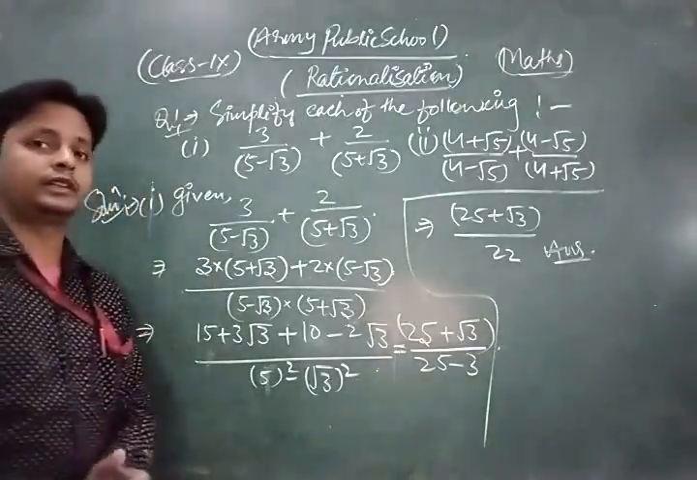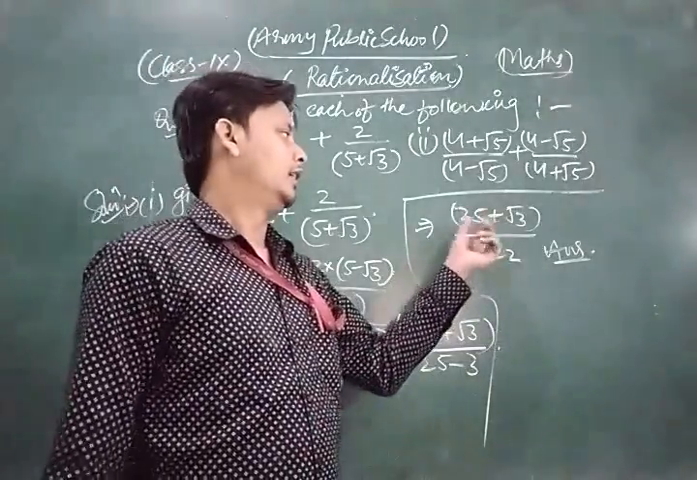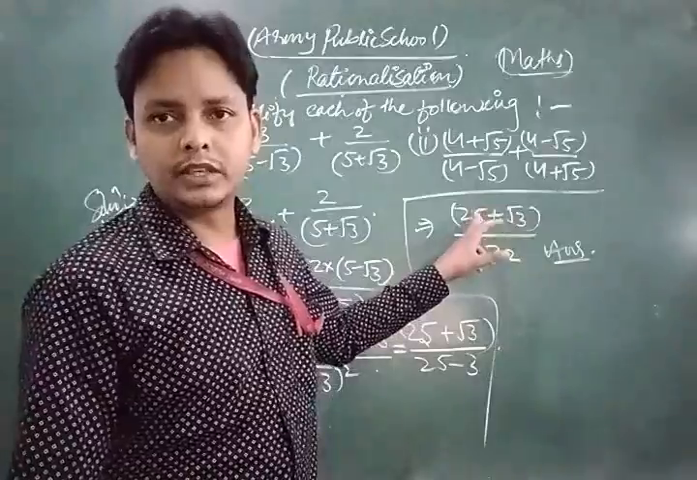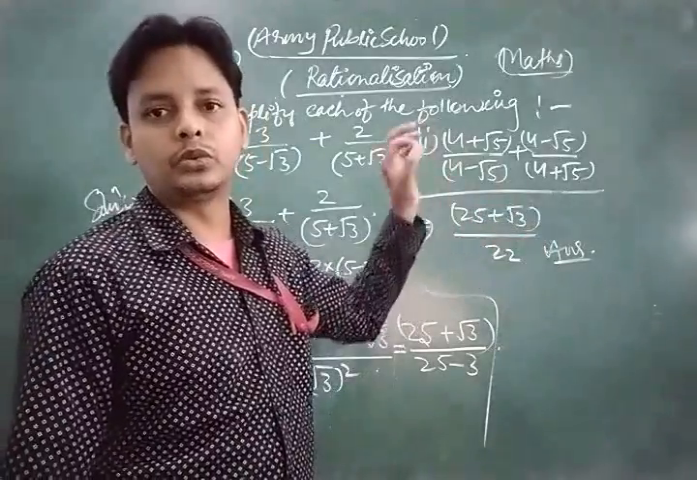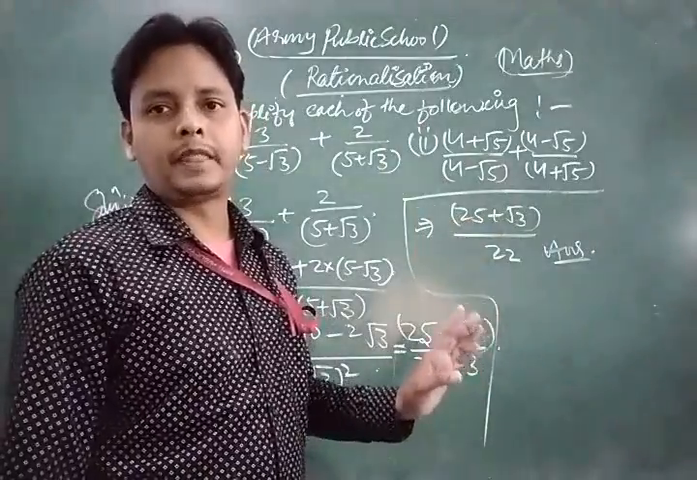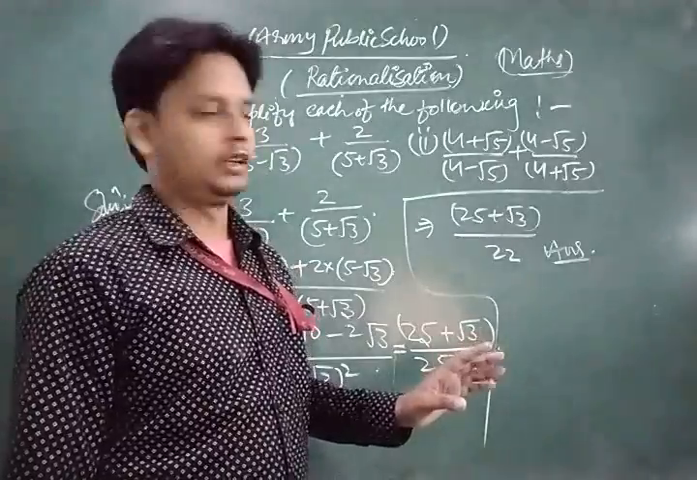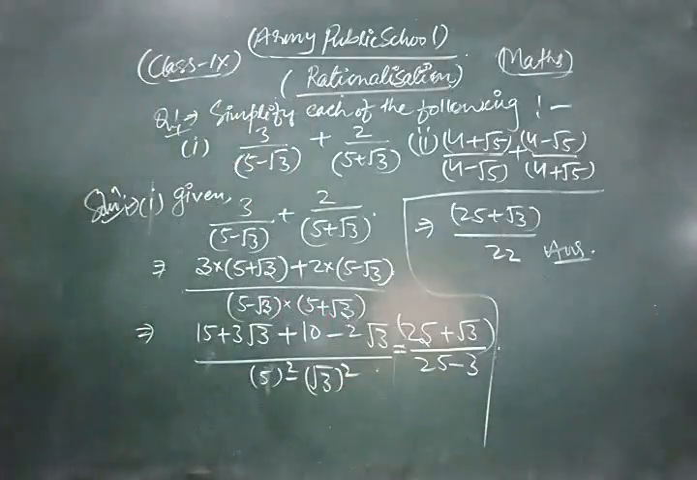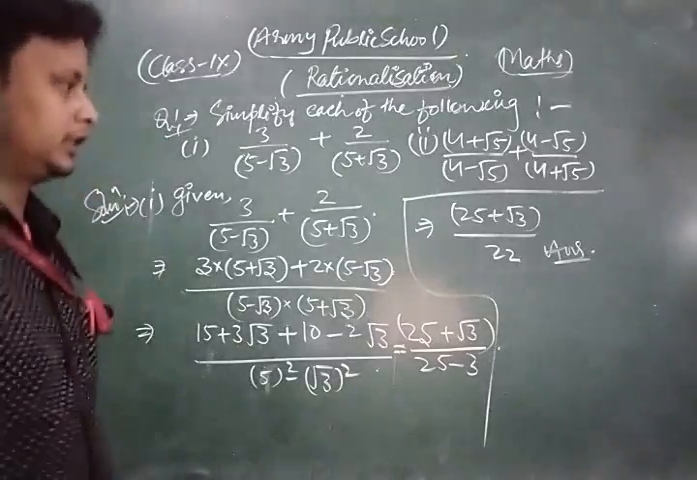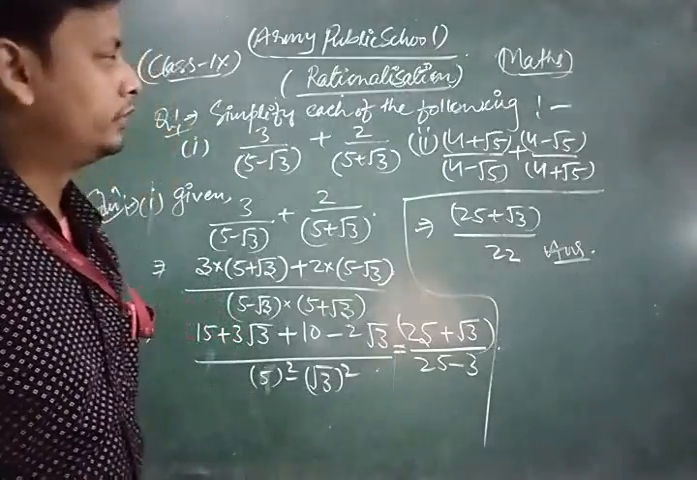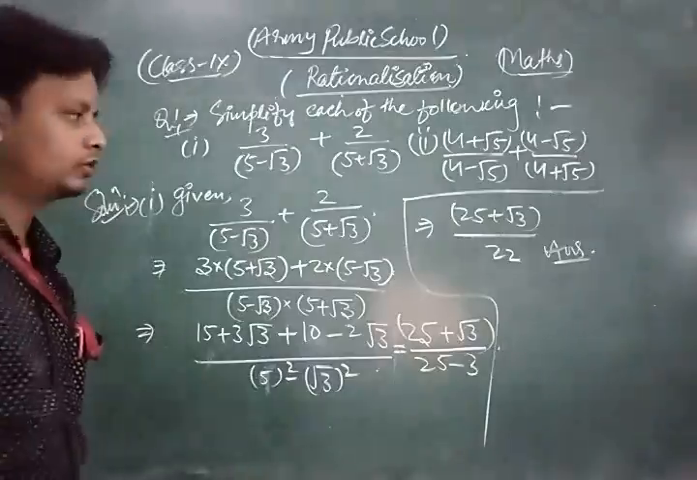Because, dear students, we can never add 25 and root 3, because one is rational and the other is irrational. A rational and an irrational number can never be added to each other, and in the numerator we get only this. So this is the required solution of the given question. Okay, now we take and solve the second part of this question. Let's see.